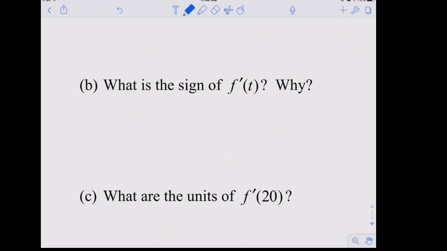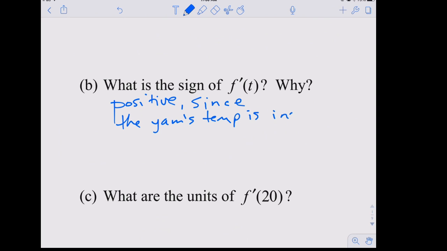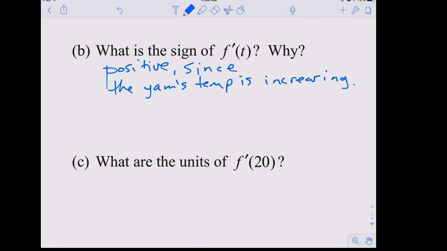So let's answer. What is the sign of F prime of t? Positive. Comma, since, what'd you say, Rap? No longer the yam's in the oven higher. Yes, the yam's temperature is increasing. Is that a nice paraphrasing of what you said? Yeah, because what we're measuring on the y-axis is getting bigger, essentially. We're measuring temperature, and it's getting bigger, so it's increasing. What are the units of F prime of 20? I think we've already done that. The units of F prime are the units of slope, which are degrees Fahrenheit per minute.